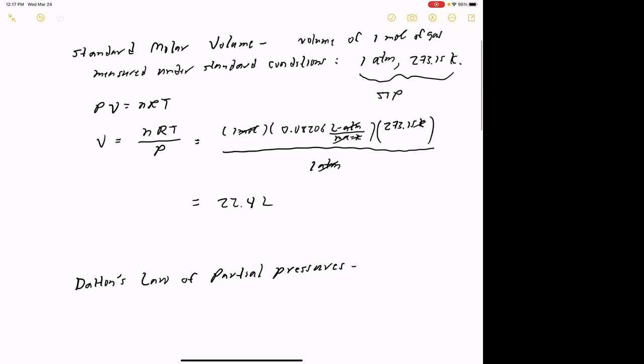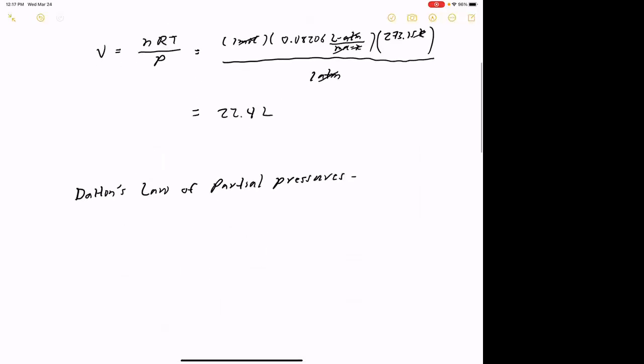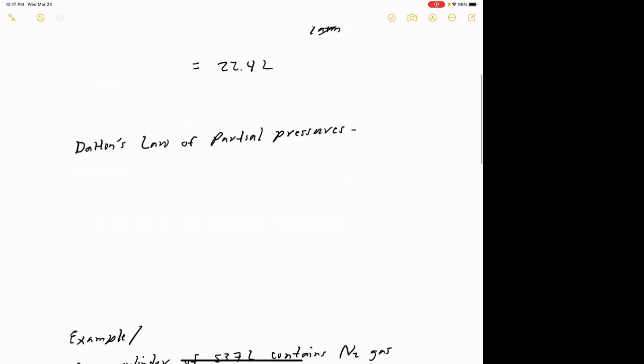Now, the next useful thing that we have to think about is this thing called Dalton's law of partial pressures. And this is going to be a law that applies to gaseous mixtures.